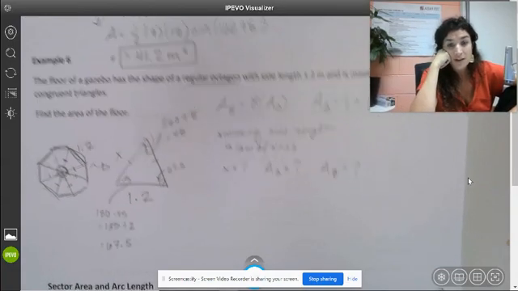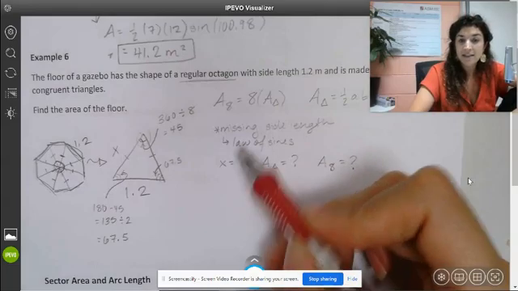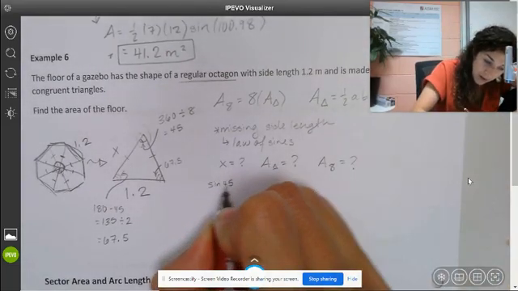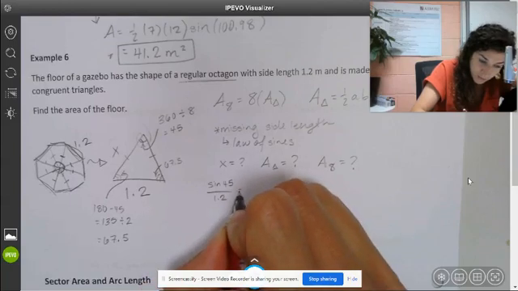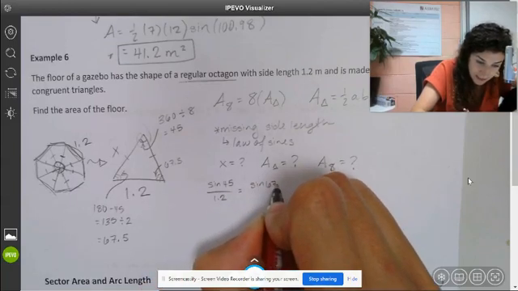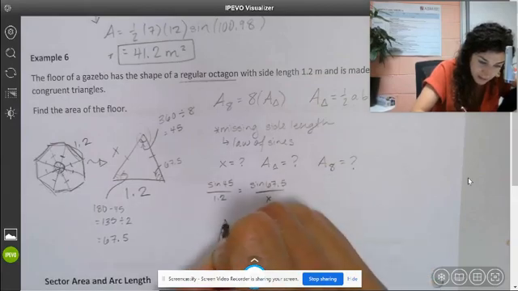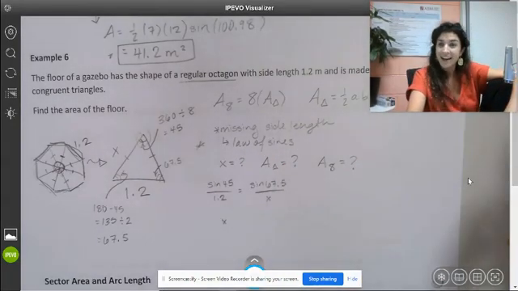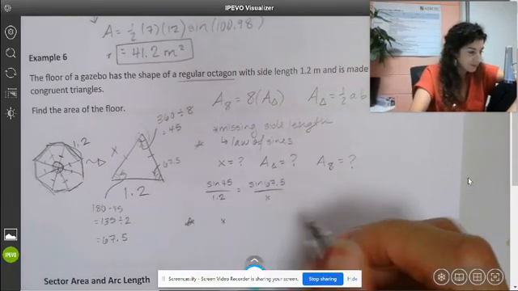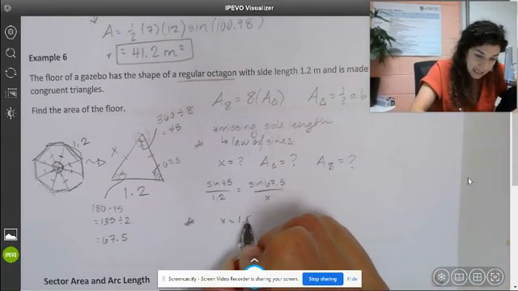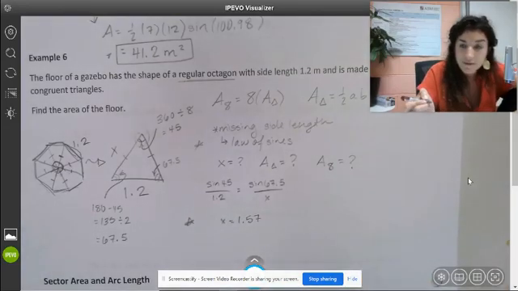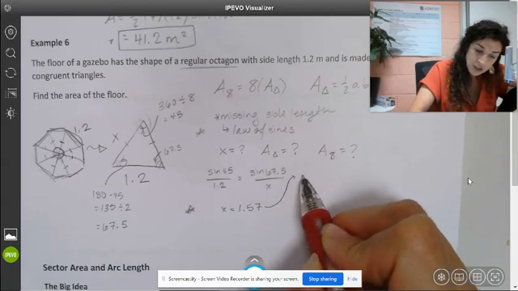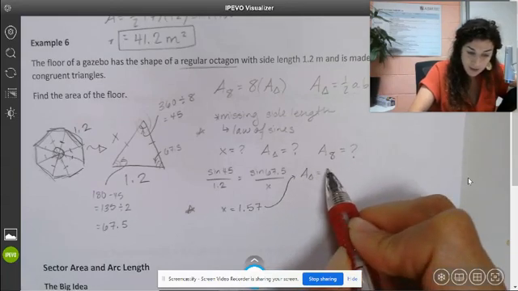Here we go. So in order to solve for the x, I need to use law of sines. Sine of 45 over 1.2 equals sine of 67.5 over x. Go ahead and solve for x. You should get that x is equal to 1.57. We now use this information to solve for the area of the triangle.